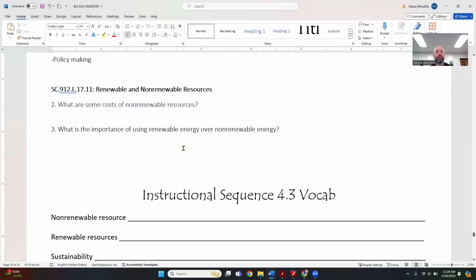Lastly, we get down here to renewable and non-renewable resources. I mean, you're going to detect a theme here. Costs of non-renewable resources. We've got pollution. We've got destruction of land. With a lot of the non-renewable resources that we're using, we're going to be mining them or digging them up out of space, destroying the area that was there just to get at what was underneath.